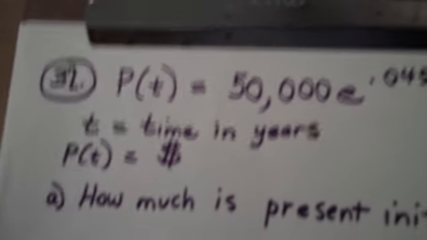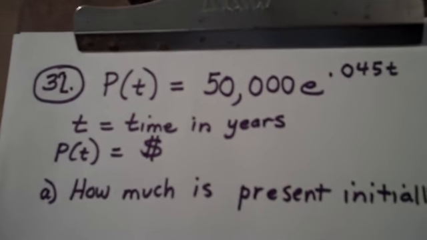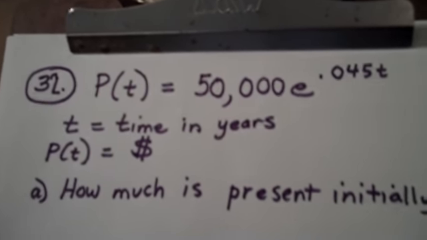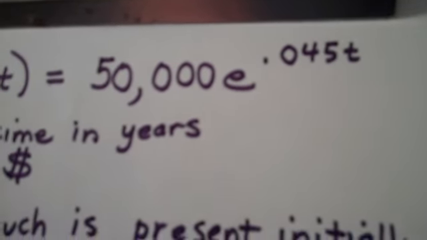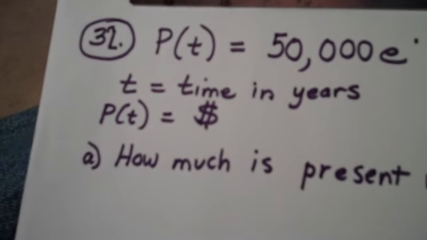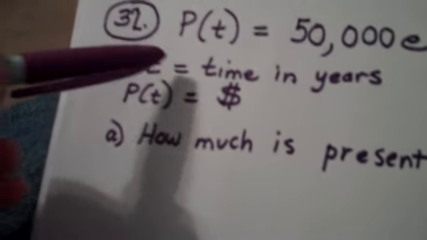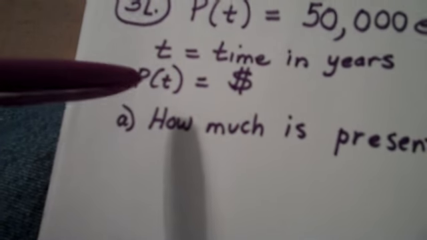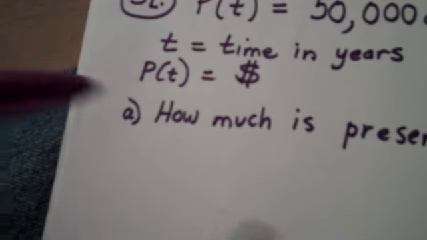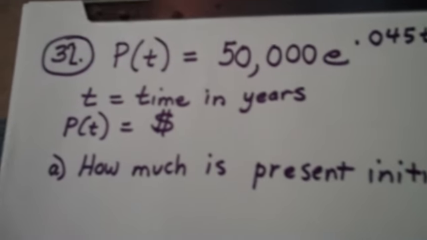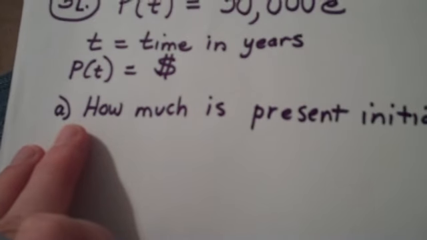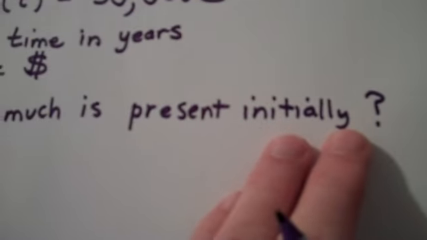Okay, ladies and gentlemen, let's look at question 32 on the final exam review for College Algebra, Math 1105. Suppose I gave you a function, p of t equals 50,000 times e raised to the 0.045 t power, and I told you that this function was measuring t representing the time in years and p of t representing the amount of money that you have in a certain account that you set up that was growing according to this formula. Part A asks you the question, how much money is present initially?